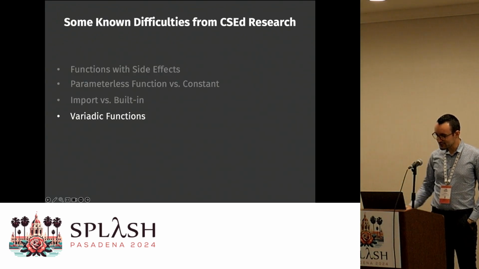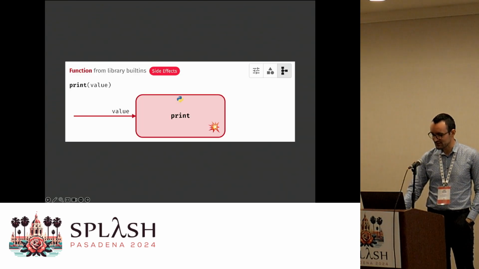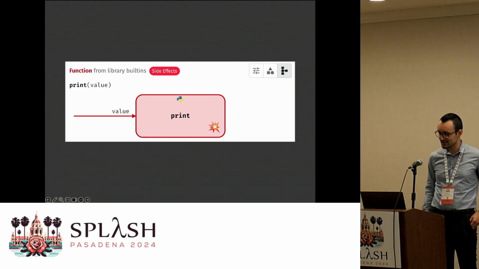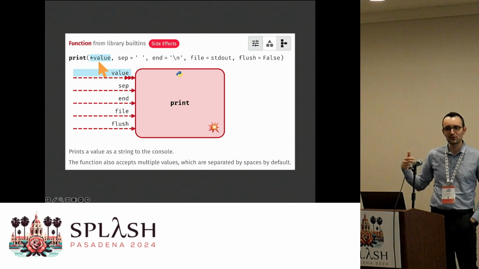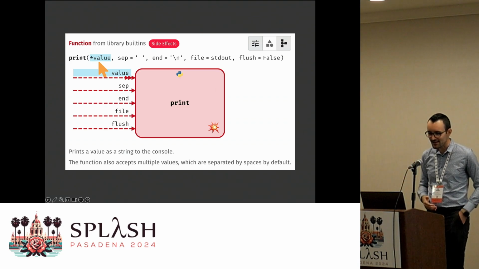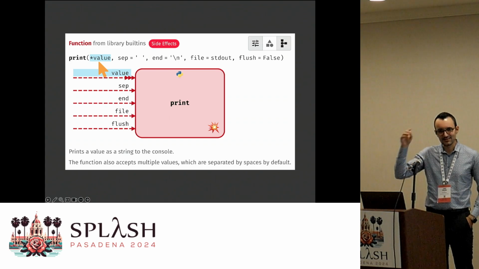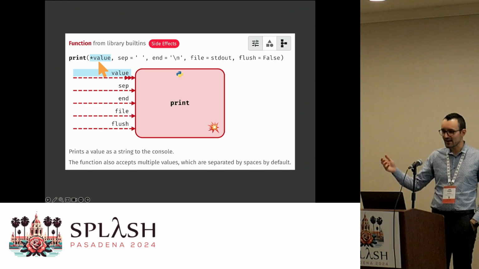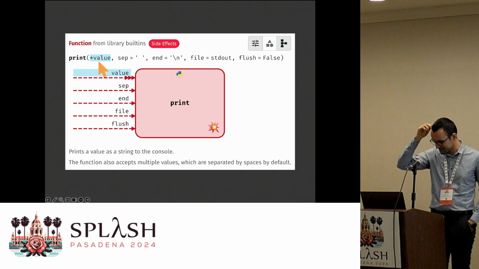Fourth, and second to last difficulty, variadic functions. So we showed at the beginning that we have this print function, and this is how it's normally introduced, where you just pass in a value and the value gets printed on the standard output. But this is the reality of the print function. So it has a bunch of optional parameters like the separator and the terminator for the end line. But it also is variadic, meaning that that value parameter there can actually take in multiple arguments, and they will be all printed space separated. And so we are conveying this with the standard notation in Python with the star and with the 3 arrows in the diagram.